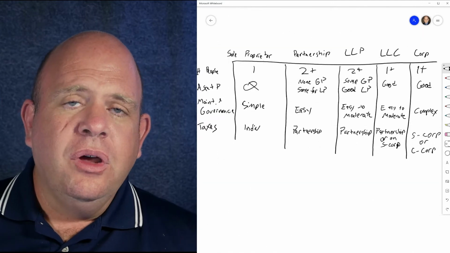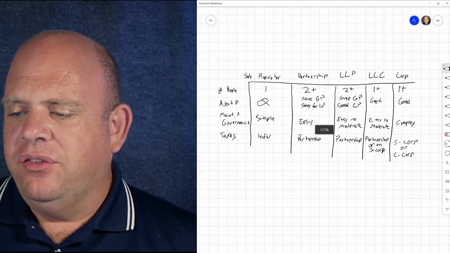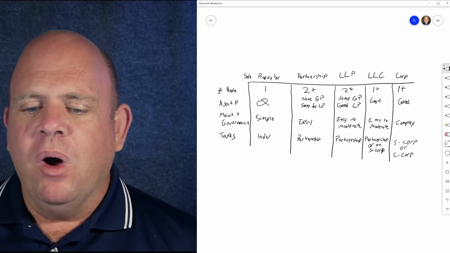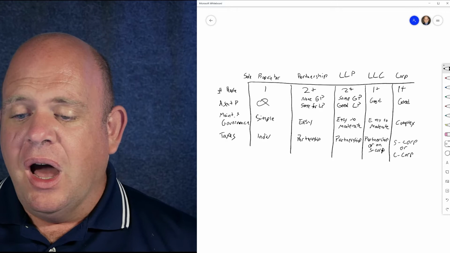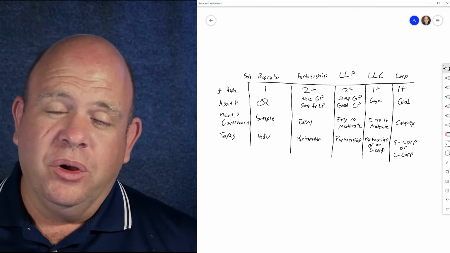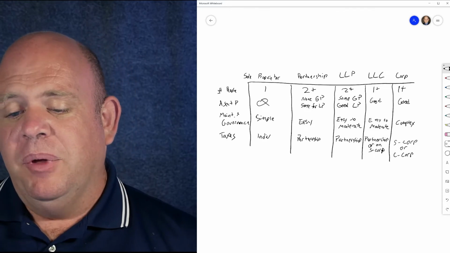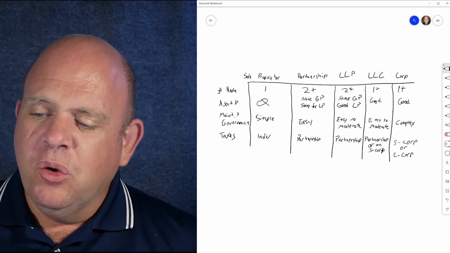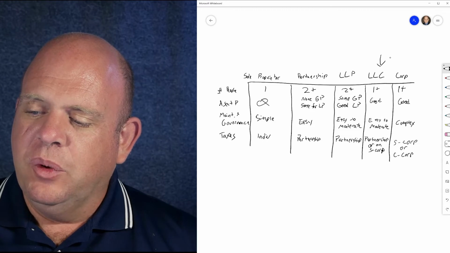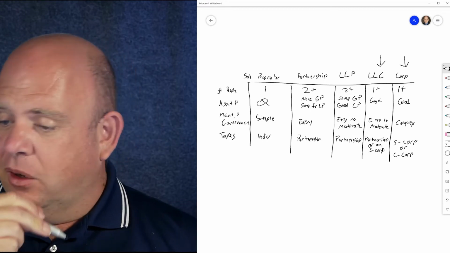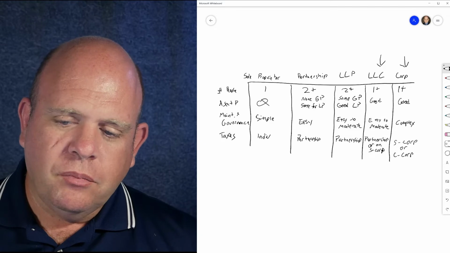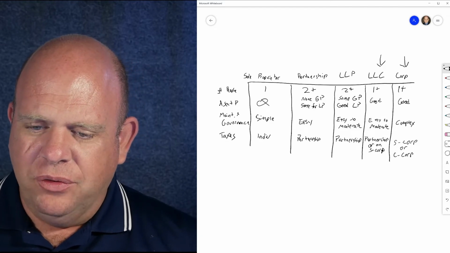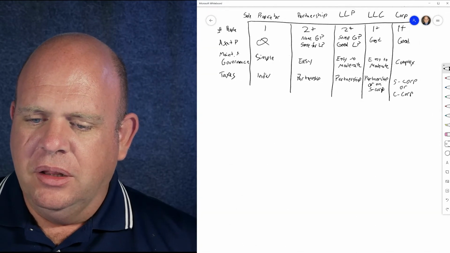So again, look at the handout to really see what would make the most sense for your situation and write out what's important to you. If you've got more than one person, well, you're not going to be doing a sole proprietor, and you probably shouldn't do a sole proprietor anyway. Most of the time, you're going to be choosing between either an LLC and a corporation. So let's go and talk about common structures, and we'll see how this plays out a little bit clearer.